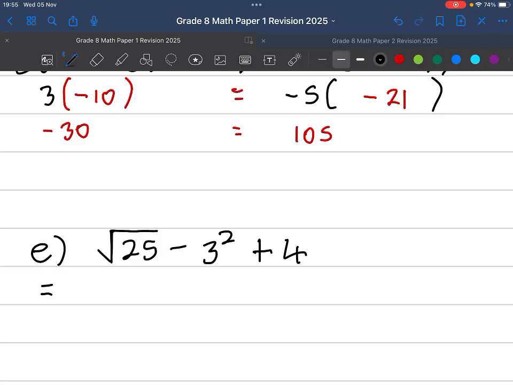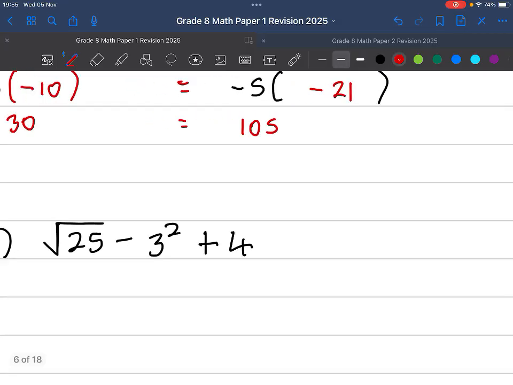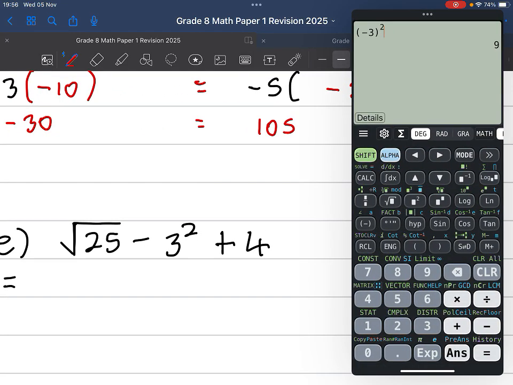Working linearly, going downwards. I cannot stress this enough. Enter each thing separately into the calculator. It's fine. The square root of 25 is going to be 5. Negative 3 squared. Now notice how there's no brackets because there were no brackets in the question. Negative 3 squared is negative 9 plus 4.